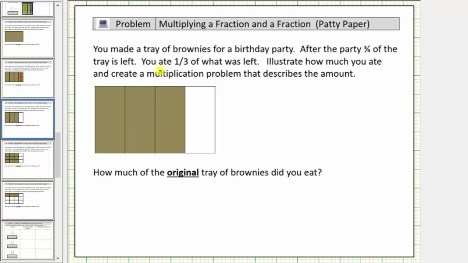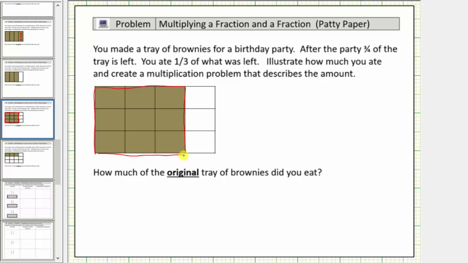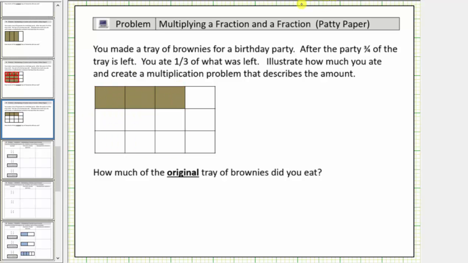And now from here, you ate 1/3 of this amount, or 1/3 of what is left. So to model the amount that you ate, we'll divide this amount again into 3 equally sized pieces or parts. This time we'll divide it horizontally, which would look like this. So if we look at just the leftovers, this amount here, notice how we have 3 equally sized pieces or parts. And let's say you ate this 1/3 here, which means this would be the model for the amount that you ate. As a multiplication problem, this is 1/3 of a copy of 3/4, or 1/3 times 3/4.